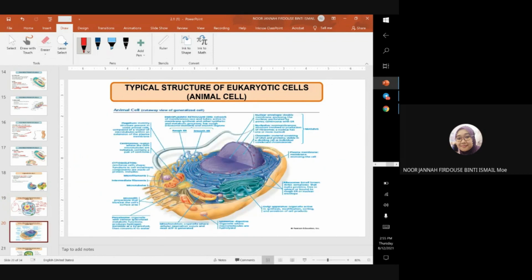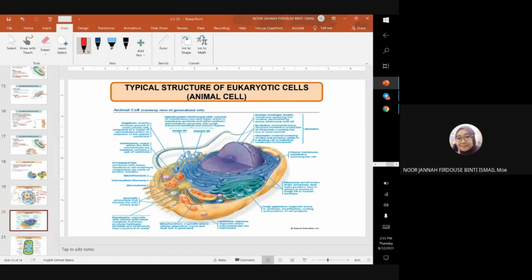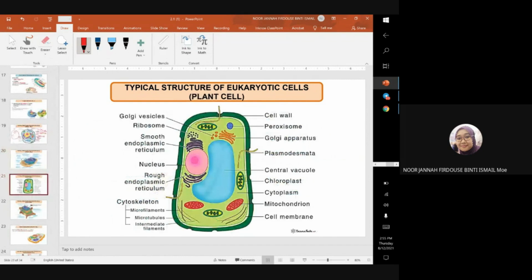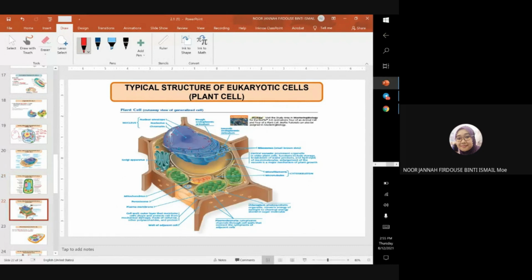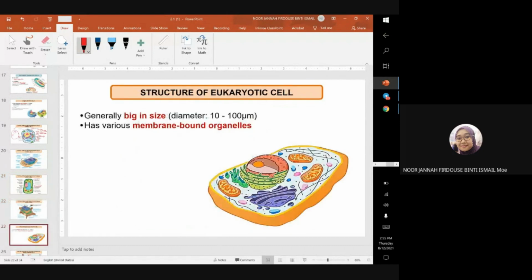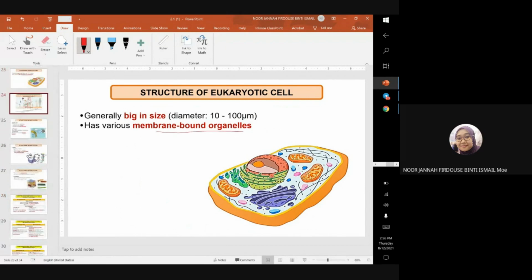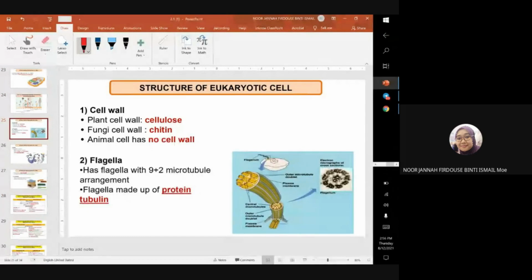Okay, next. Ni boleh baca. Saya tahu awak dah biasa dengan ni. Untuk plant cell, kita ada tambahan cell wall. Lepas tu apa lagi? Okay, central vacuole, then chloroplast. Yang lain sama. Generally, eukaryotic cells are bigger than prokaryotic, has various membrane-bound organelles. Next. Tak ada apa. Cell wall.